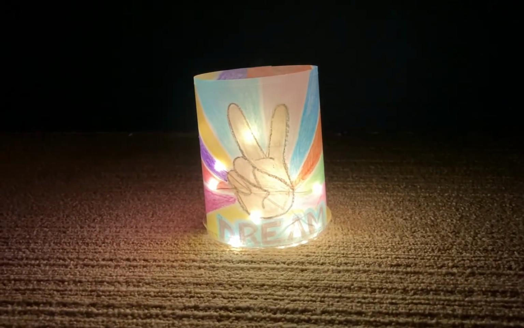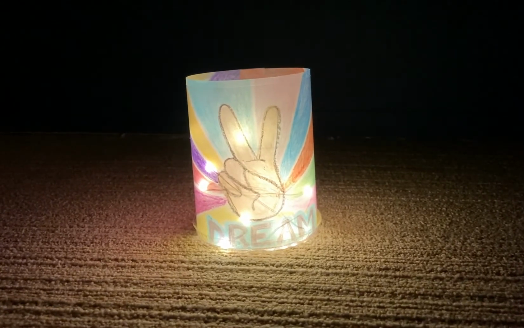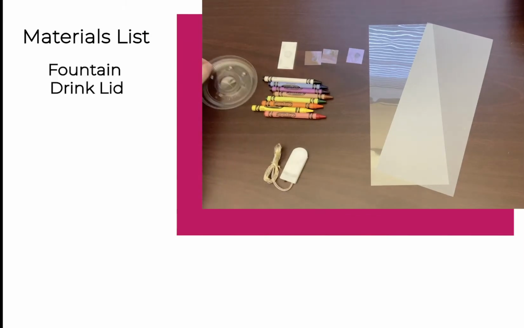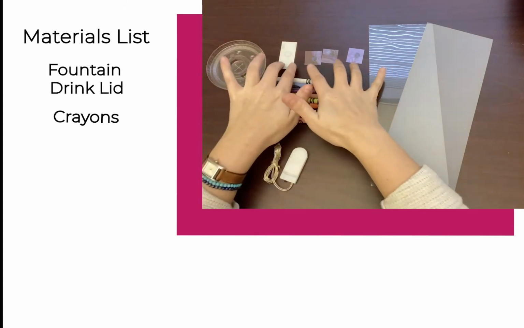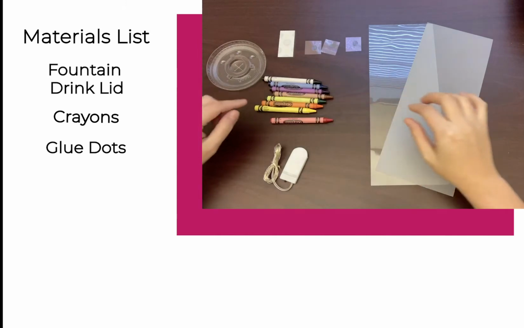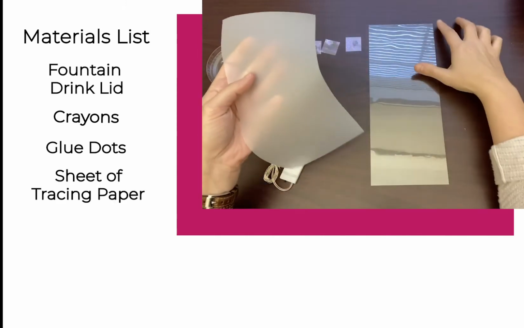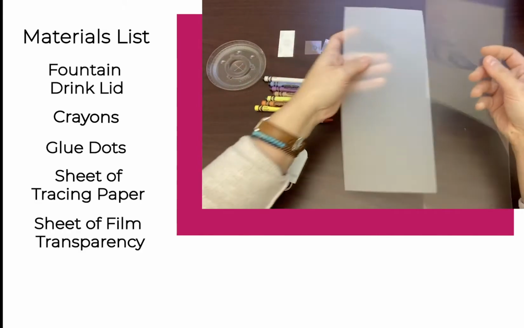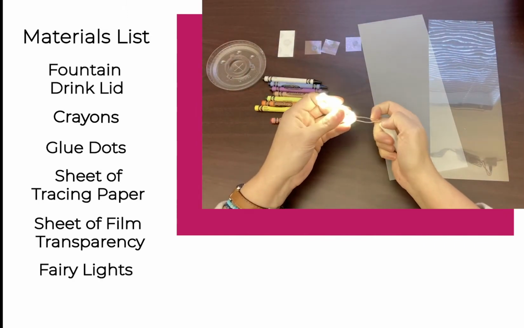For today's lesson, we will be making community lanterns inspired by the work Community or Chaos by the artist Andrea Bowers from our collection. For this project, you will need a fountain drink lid, some crayons or colored pencils, 5 glue dots, a piece of tracing paper cut down to 4.5 by 11, a sheet of film transparency also cut down to 4.5 by 11, and fairy lights or an electric votive.